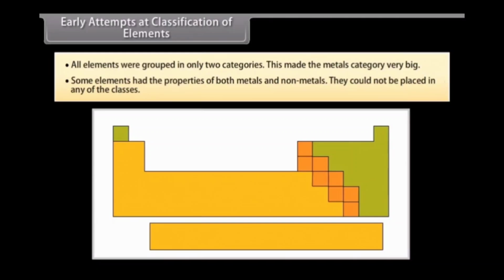Some elements had the properties of both metals and non-metals. They could not be placed in any of the classes. This increased the need to identify some kind of pattern or regularity in the properties of the elements and then classify them.